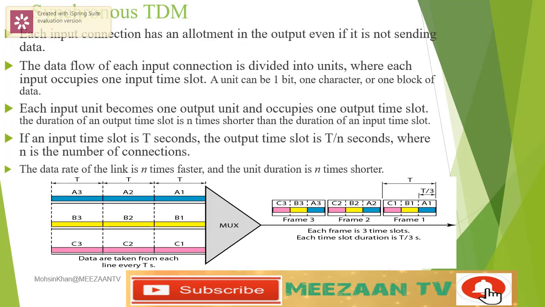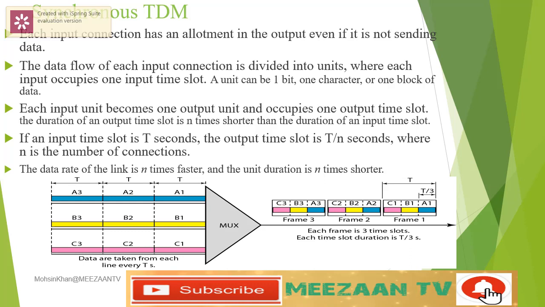We can divide TDM into two different schemes, synchronous and statistical. In synchronous TDM, each input connection has an allotment in the output, even if it is not sending data. In synchronous TDM, the data flow of each input connection is divided into units, where each input occupies one input time slot. A unit can be one bit, one character, or one block of data. Each input unit becomes one output unit, and occupies one output time slot.